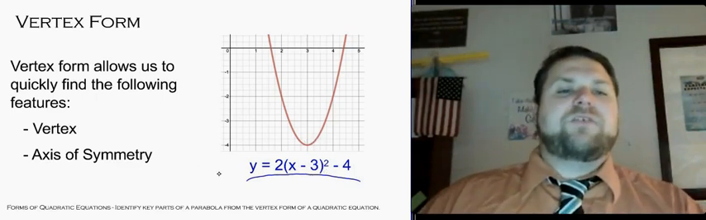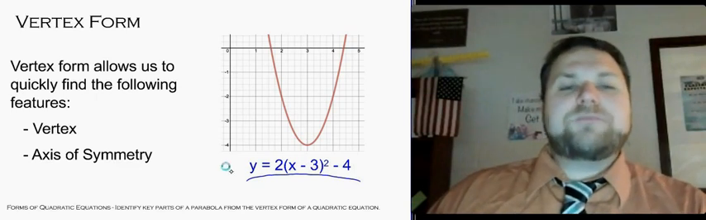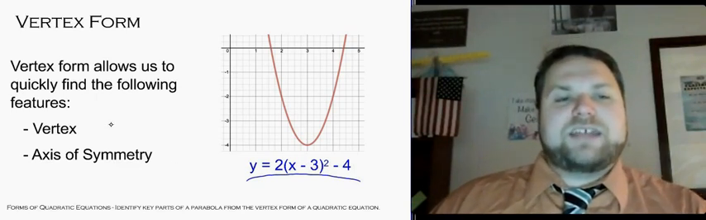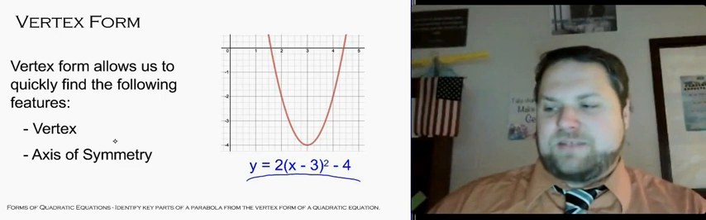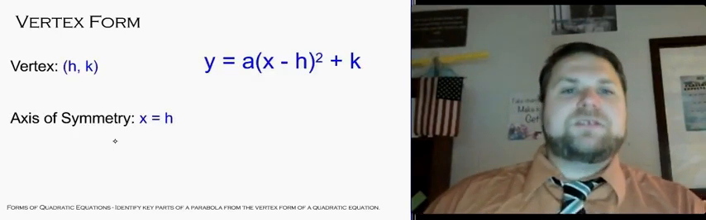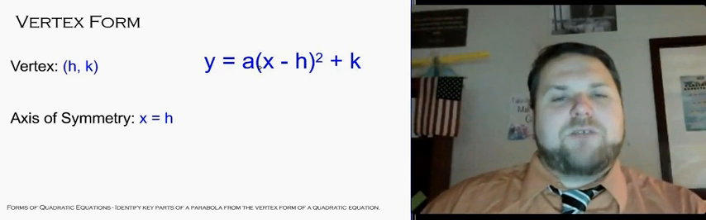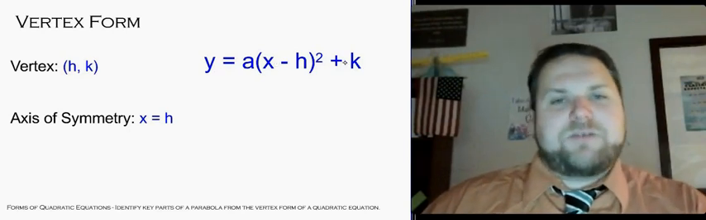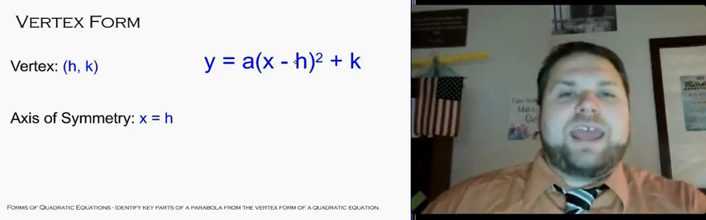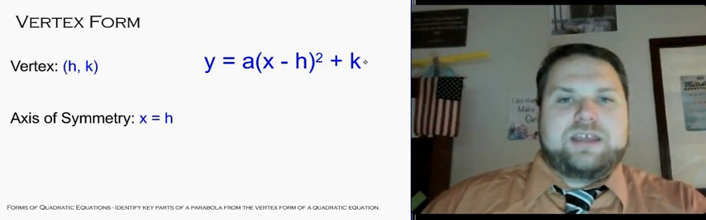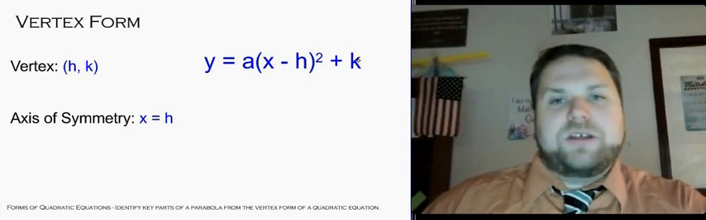And vertex form allows us to look at this equation and very quickly find the vertex and the axis of symmetry. So in order to do this, we have to look at our vertex form in terms of all its different parts. So it's going to look like y = a(x - h)² + k, where a, h, and k are all just numbers. Like there are going to be numbers that replace those letters.